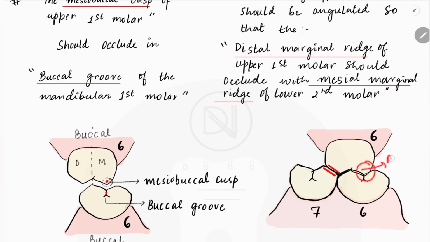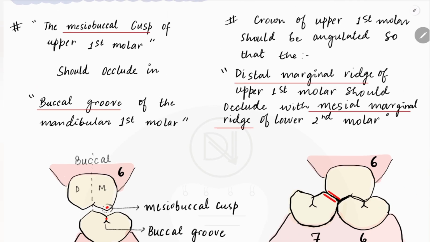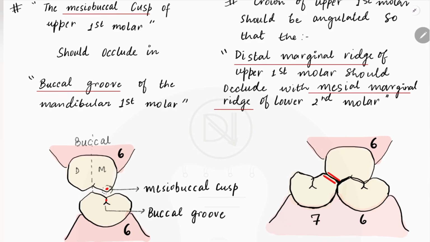And here you can see that the mesiobuccal cusp will occlude with the buccal groove of the lower first molar. So in both conditions, the mesiobuccal cusp of the upper first molar will occlude with the buccal groove of the lower first molar, and it should be angulated in such a way that the distal marginal ridge will occlude with the mesial marginal ridge of the lower molar. So this was your molar interarch relationship.